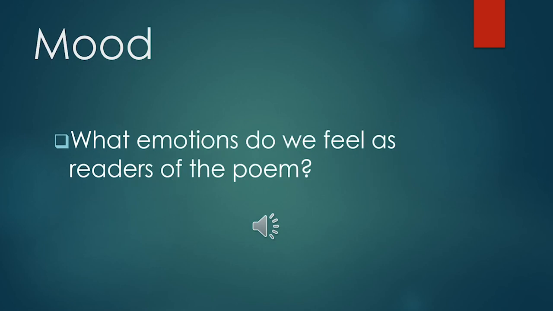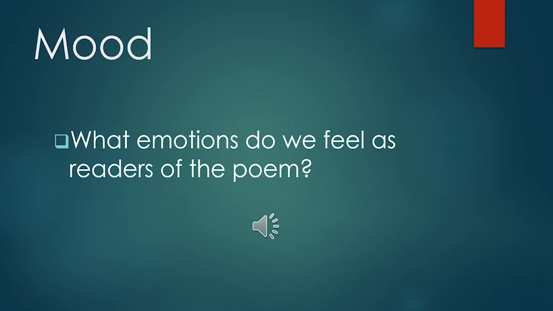Slide number 7. The title is mood. So what does the mood mean? Now, tone and mood are often mixed up. Okay? As I said in the last slide, tone is what is the author's attitude to the subject matter. What is their attitude towards what they are talking about? Okay? Mood is slightly different. Mood is what emotions do we feel as readers of the poem.